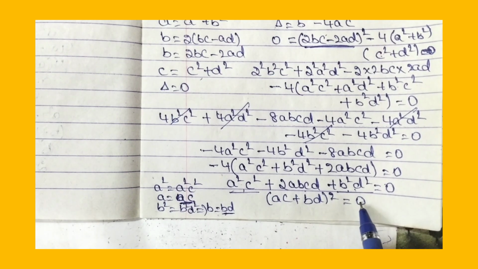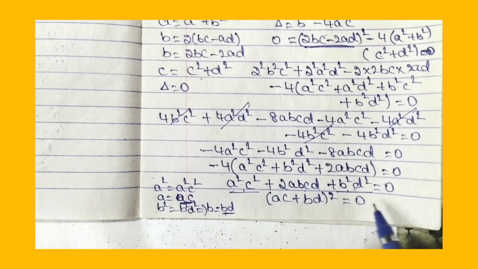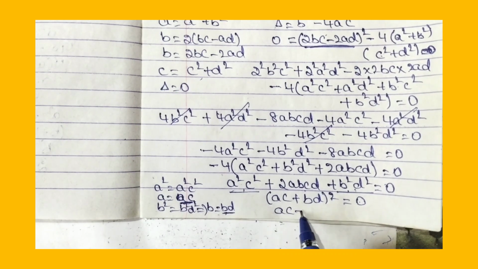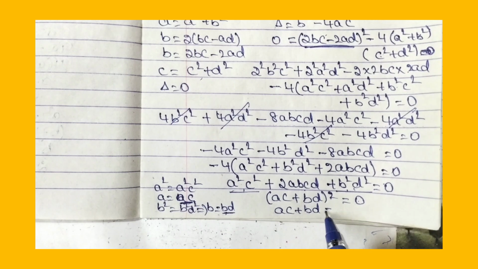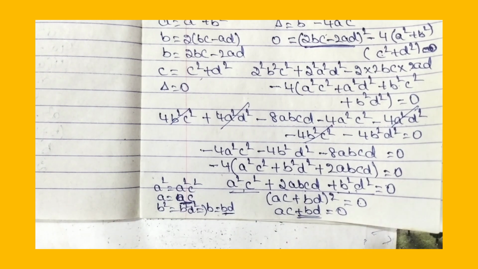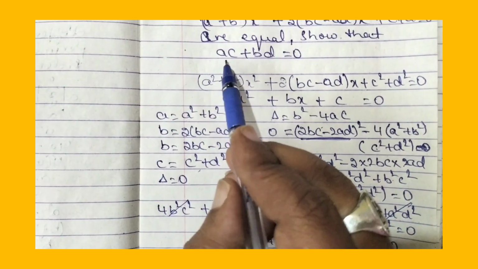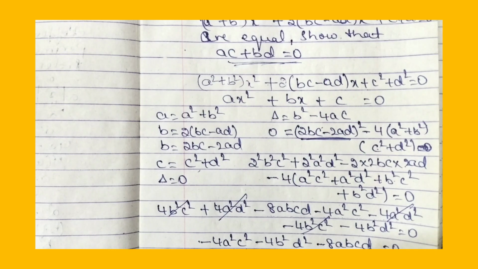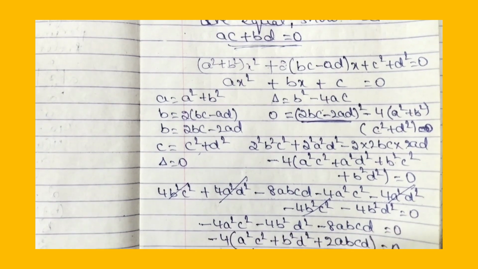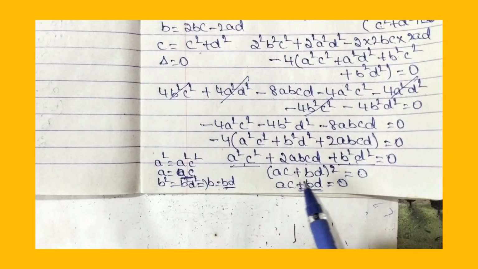Remove the square and take the square root. The square root of 0 is 0. Then what is remaining is ac plus bd, which is equal to 0. That is what we have to show. In the question they asked to show that ac plus bd is equal to 0. So like this we have to solve this question, and we got ac plus bd equal to 0.